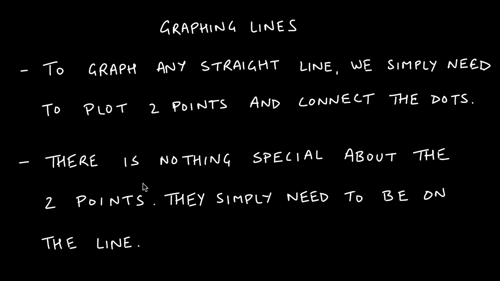And there's nothing special about the 2 points. They just need to be on the line. So it doesn't have to be that the line has to pass through the origin. It doesn't have to be that the line has to pass through a certain point. None of those things are relevant. All we care about is, hey, are these 2 points on this line? If yes, then great. We connect the 2 dots and we have our answer.